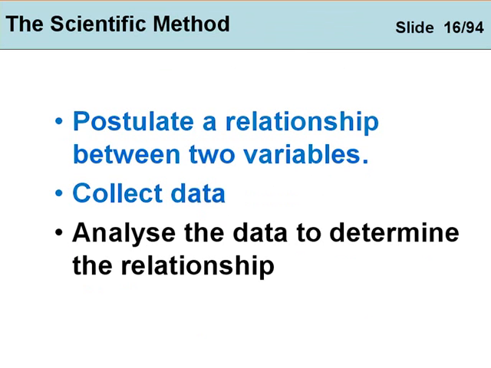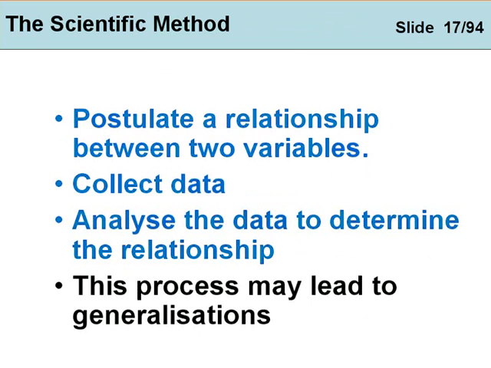And if we can do this over and over and over, this process may lead to generalizations. So we say, well, every time something happens, something else will happen, because we've observed it so many times. We've got some idea of the relationship between the two variables. We've collected the data. We've made the observations. We've done the analysis. Why is something causing something else? And now we can generalize. And that's how we get a theory.